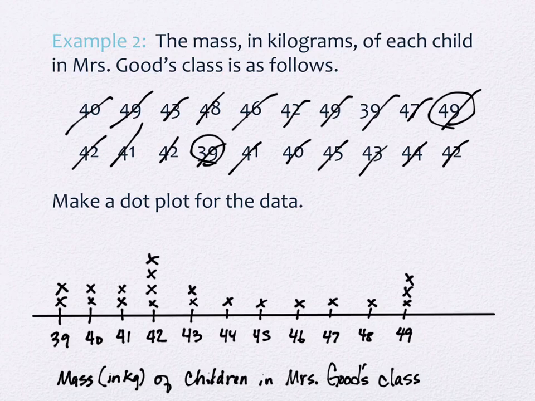Now, this one had a data value for every single one. You certainly could end up with some of them that didn't have an X on top of the little number. That would be an acceptable thing to see happen too.